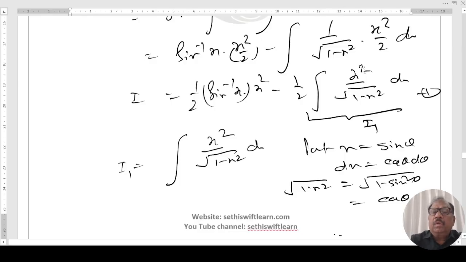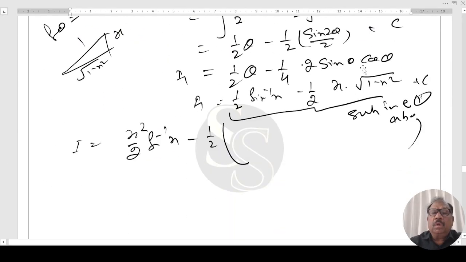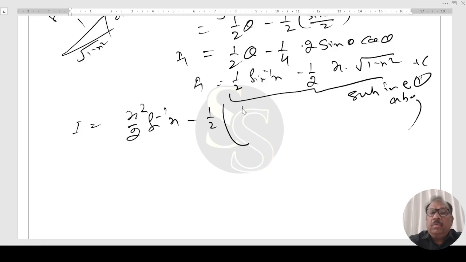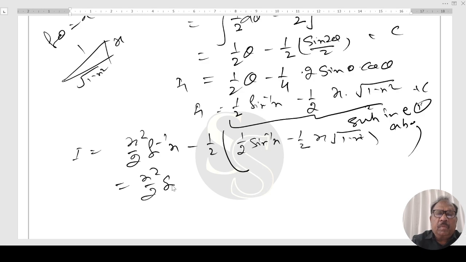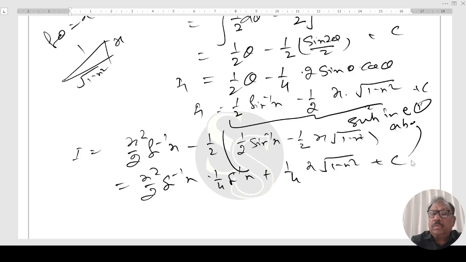1 by 2, this is we have taken I1. So this is I1. So 1 by 2 sin inverse x minus 1 by 2 x under root 1 minus x square. On simplification, x square by 2 sin inverse x minus 1 by 4 sin inverse x plus 1 by 4 x under root 1 minus x square plus c.